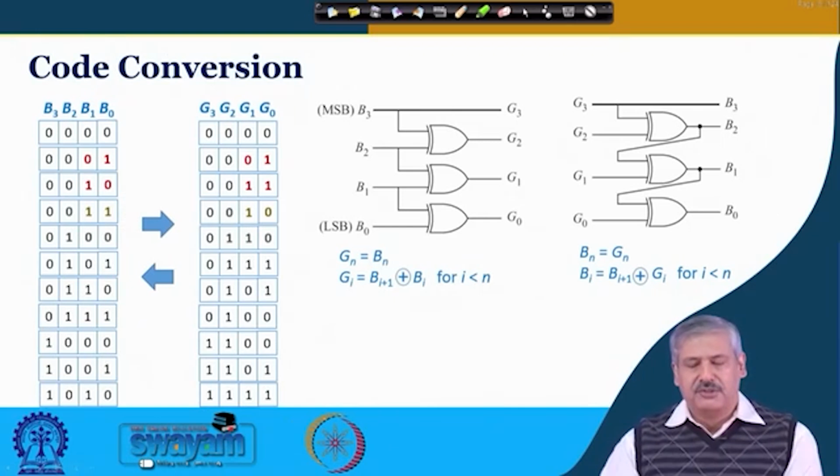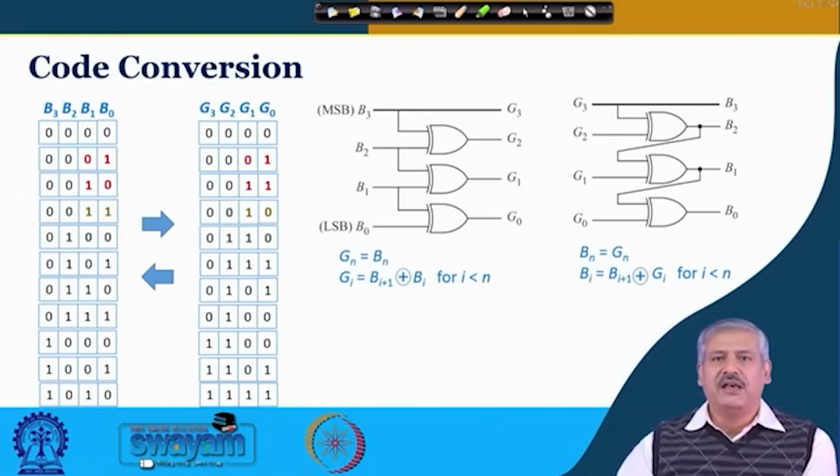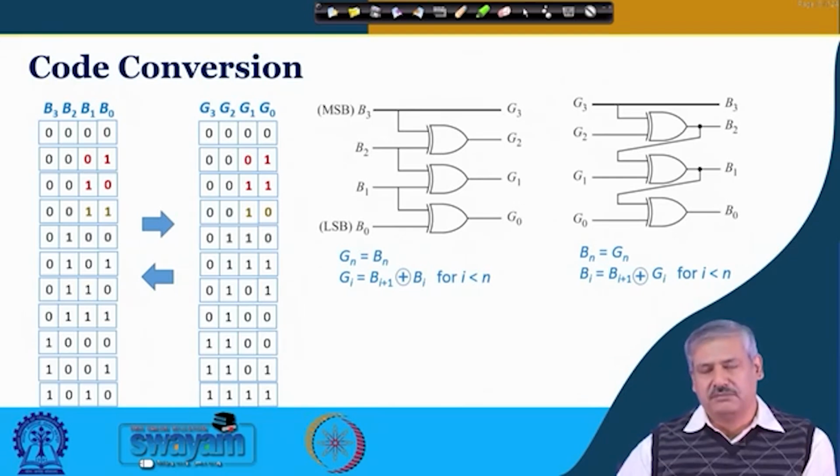So, if we have a situation where the input is a binary digit and the output is gray code, I mean that is what is required, then how do we go about it, how we can get the codes converted, and also vice versa.